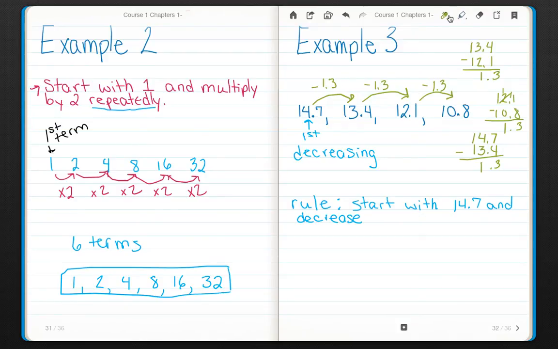So all 3 of these are the same. So there is my pattern. I therefore am starting with 14.7 and decrease by 1.3 repeatedly. That repeatedly tells me that I'm going to keep decreasing by 1.3 on and on and on. Okay? All right, that's it for examples. Please do your quick checks and see what you use, and we will go over this the next time I see you.